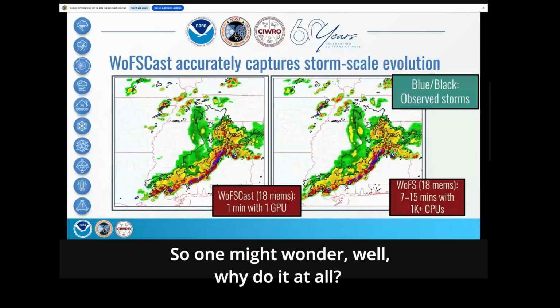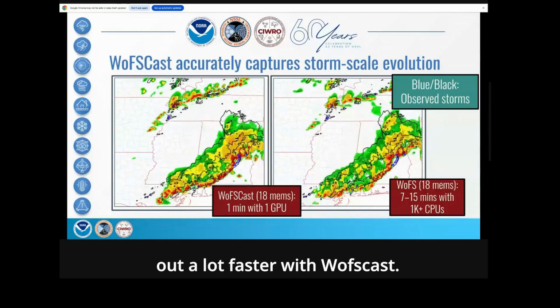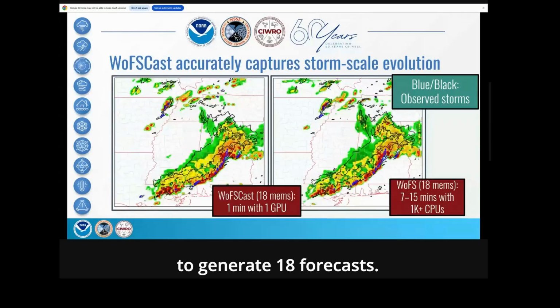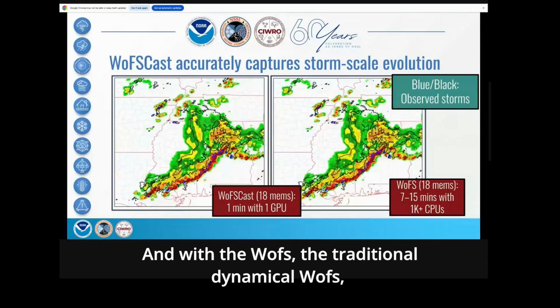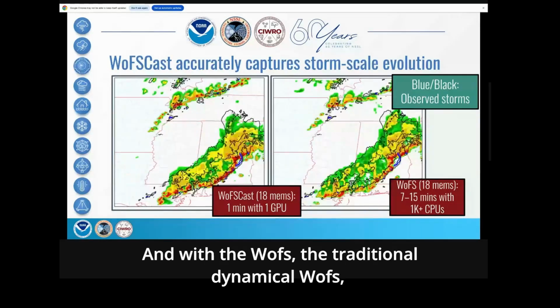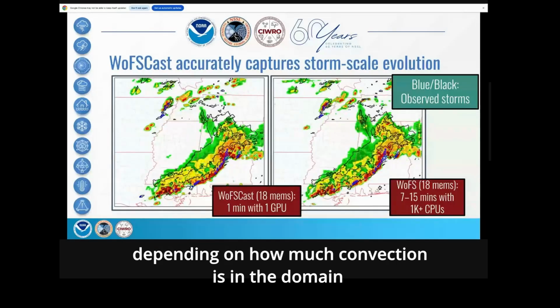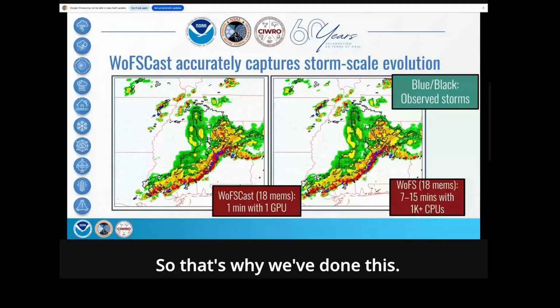So one might wonder, well, why do it at all? Well, of course, it's because we can get the forecasts out a lot faster with WoFSCast. Right now, it takes about 1 minute on one GPU to generate 18 forecasts, and with the traditional dynamical WoFS, this would take between 7 and 15 minutes, depending on how much convection is in the domain, using over 1,000 CPUs. So that's why we've done this.